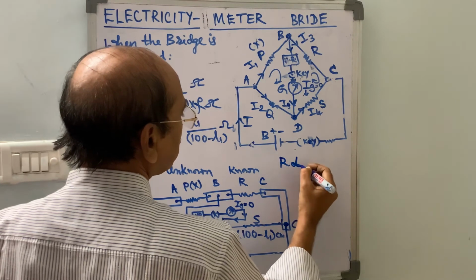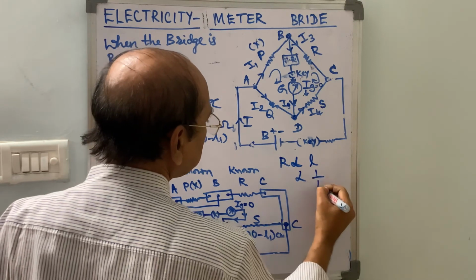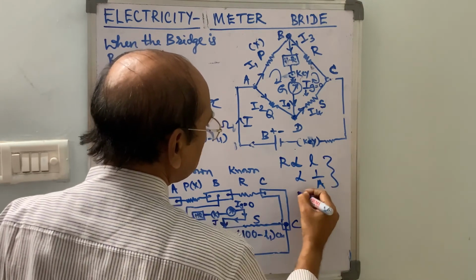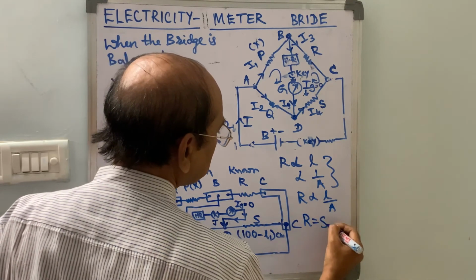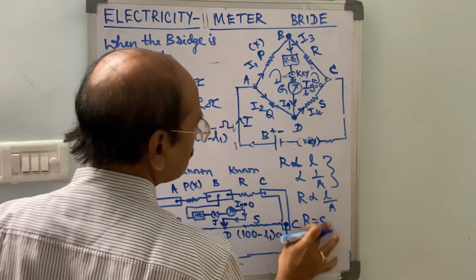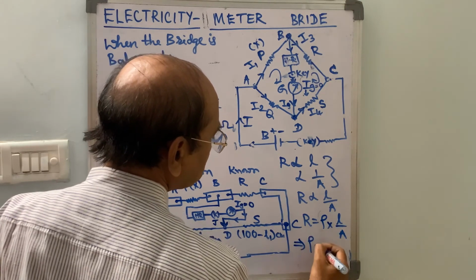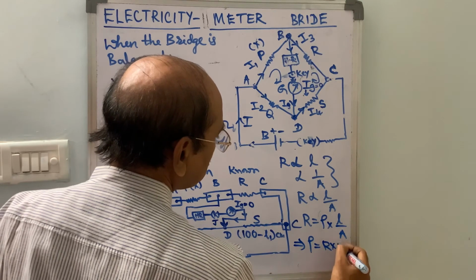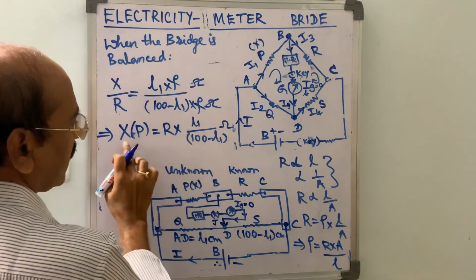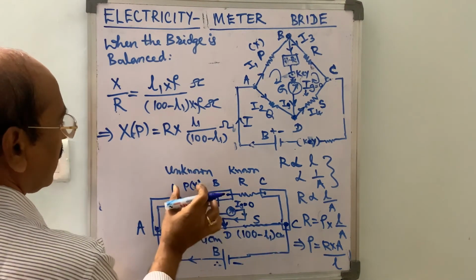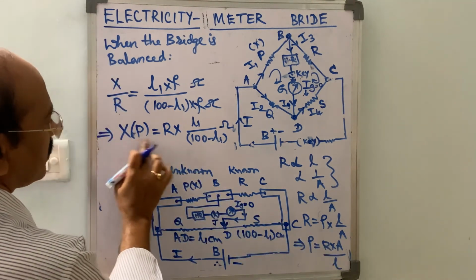Specific resistance: the resistance of a conductor is directly proportional to the length and inversely proportional to the area of cross section. By combining these two, R is proportional to L by A, or R is equal to the specific resistance rho into L by A. Here we want the specific resistance, rho equal to R into A by L. So by substituting the value of X, here R means the resistance of the unknown conductor, that is X. Instead of R, we substitute X like this.